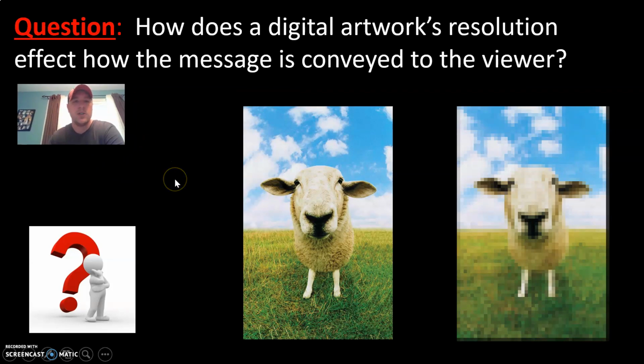All right, question, how does digital artwork's resolution affect how the message is conveyed to the viewer? Obviously, what's clearer in vision is going to be clearer for us to see and understand. So here I can see this sheep much more clearly than this over here. So the idea of the sheep and the design of the image is much clearer because the pixelation is not distorting anything. So the resolution will affect whether the image is distorted or not.